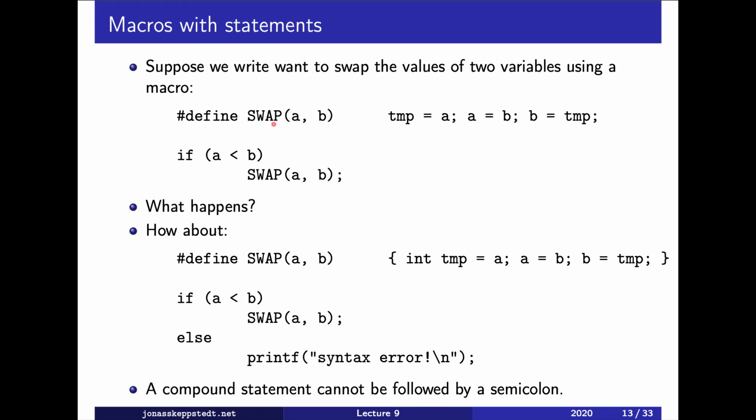Okay, say we create a macro that swaps two variables. This looks like a bad idea, and it is. Okay, so what happens? Well, if we use it in an if statement, only the temp, only this first part is in the if, and the rest is unconditional after the if. So that's not so good, but let's put it in a compound statement or a block.